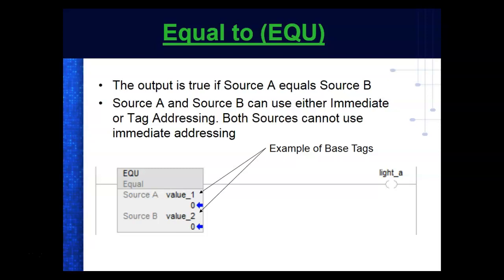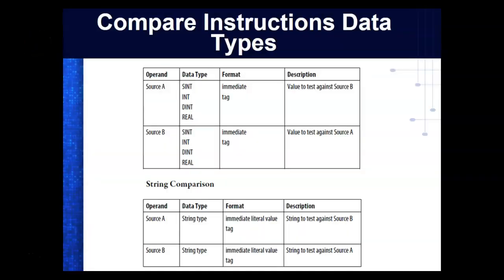You understand that? So what can source A be? According to this, source A can be a cent, an int, a dent, or a real number. Everybody understand that? Everybody okay? Source B could be a cent, an int, a dent. Y'all understand those? And then it could be using immediate and tag address.